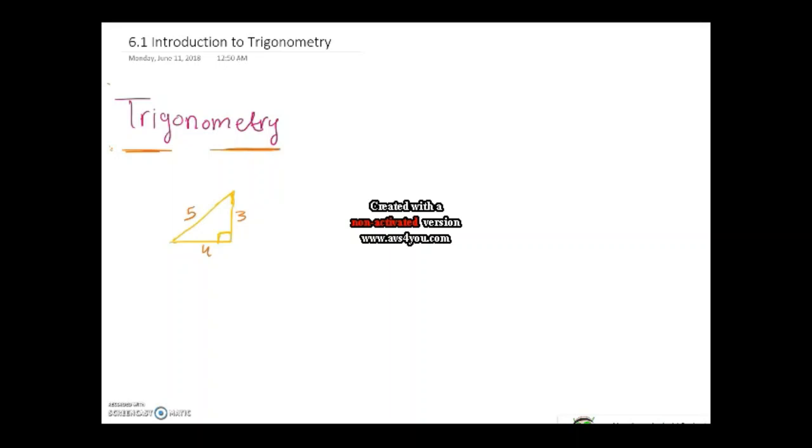Now, let's take this triangle as an example. A right-angled triangle is a triangle that has a 90 degree angle. So we have here a right angle, which equals 90 degrees. We already have some lengths for the sides, so we can solve for the rest. With that being said, let's learn a little bit of trigonometry.